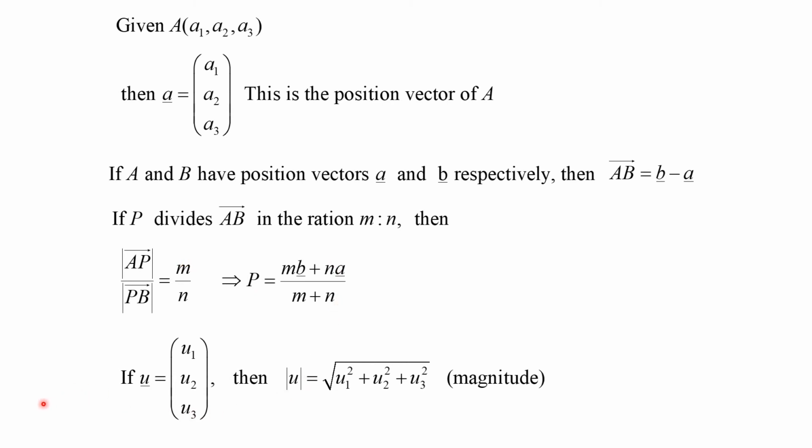And next, if you have a vector U, for example, with U1, U2, U3 as the components of the vector, then modulus U, which is also known as magnitude, can be identified simply by using this formula: square root of U1 squared plus U2 squared plus U3 squared, the sum of the three components being squared. Okay, so this is how you look for magnitude for three-direction vectors.